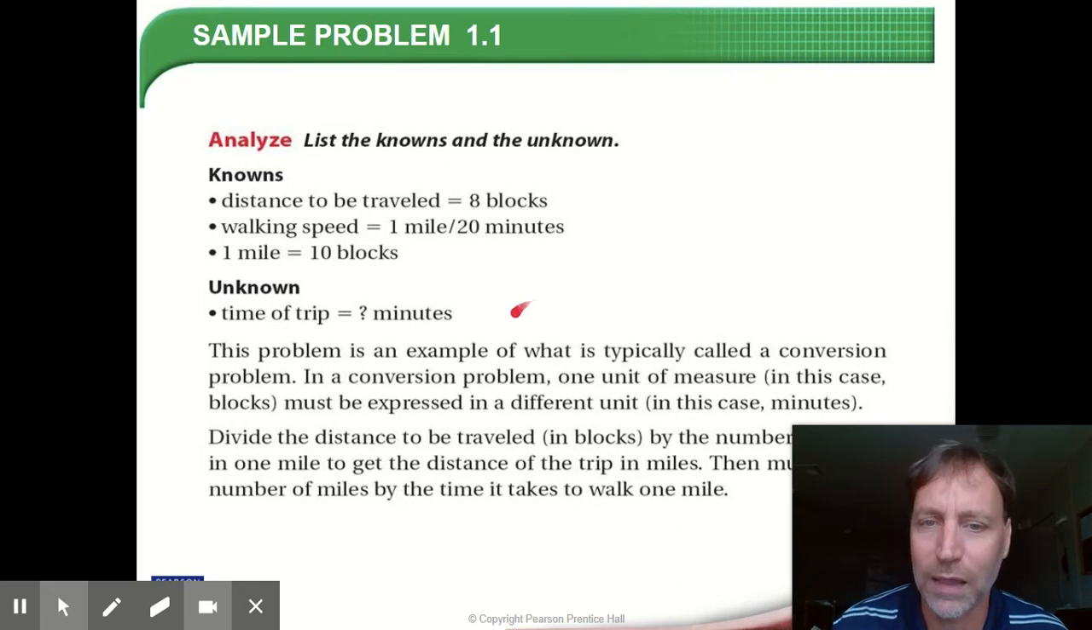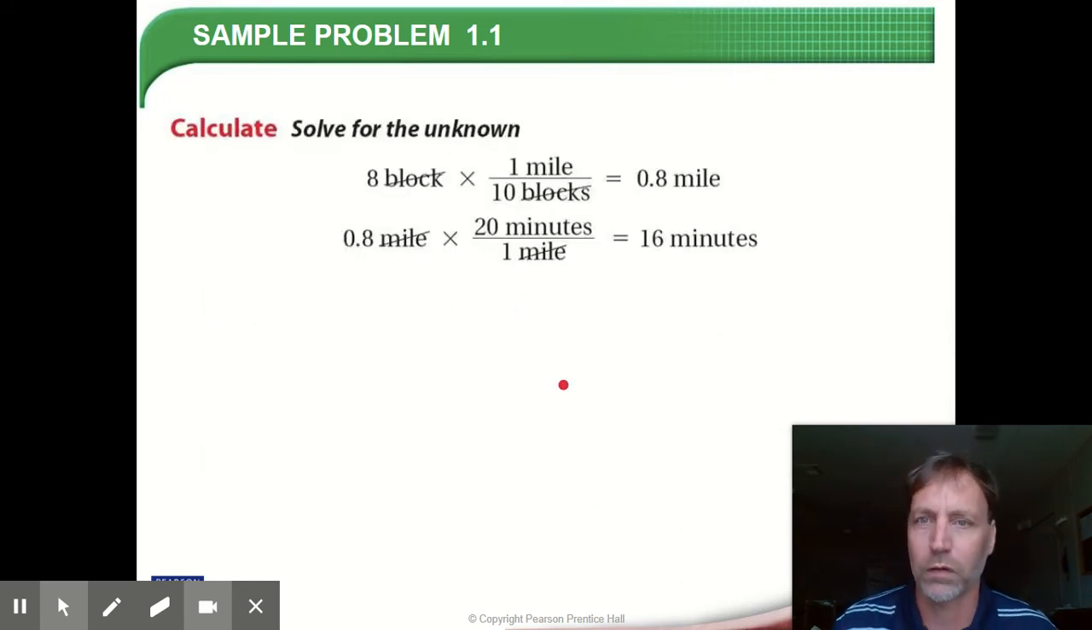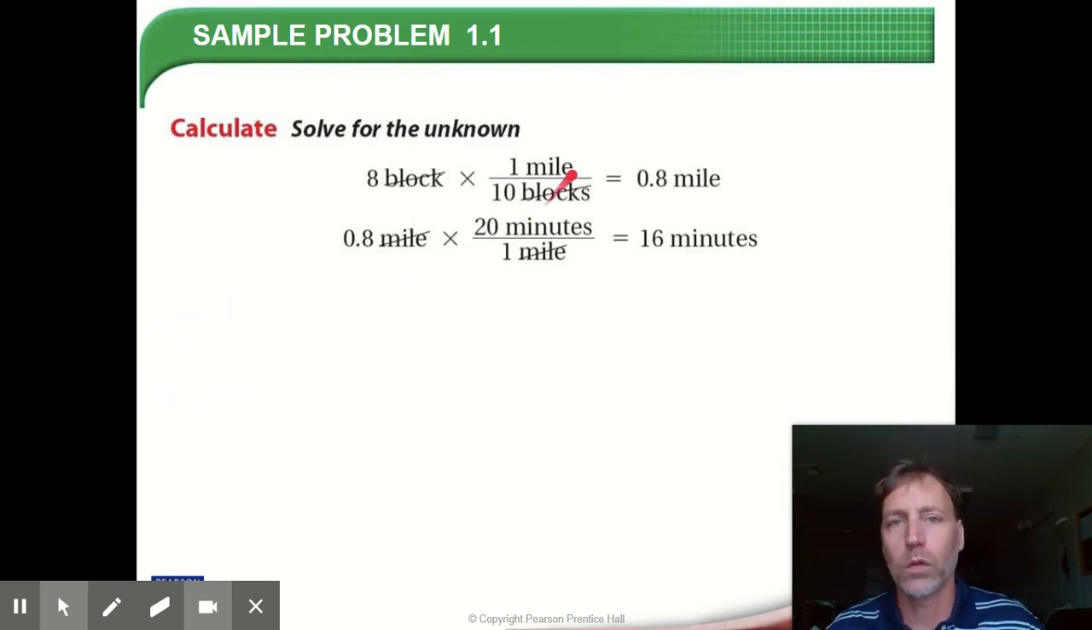So we're going to divide the distance in blocks by the number that are in a mile. This is how we're going to do that. We have blocks, and we're going to see how many miles is 8 blocks. We know that our conversion factor right here is 1 mile per 10 blocks. We know we're walking 8 blocks, so we write that first. So this is what we got.